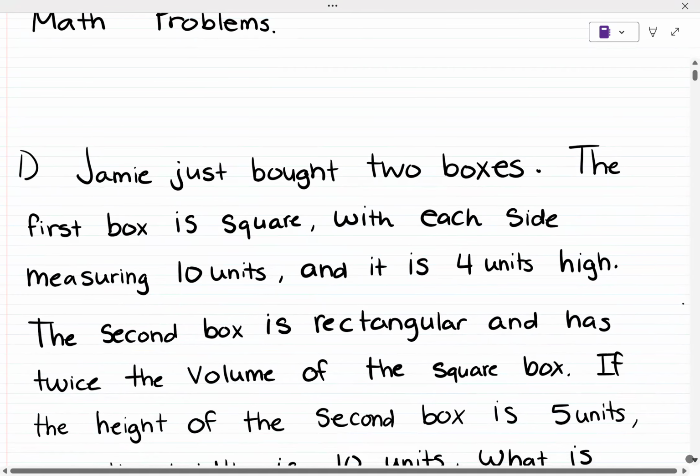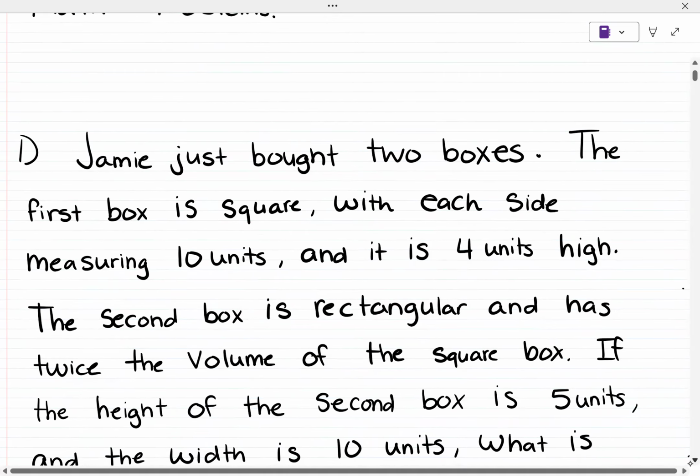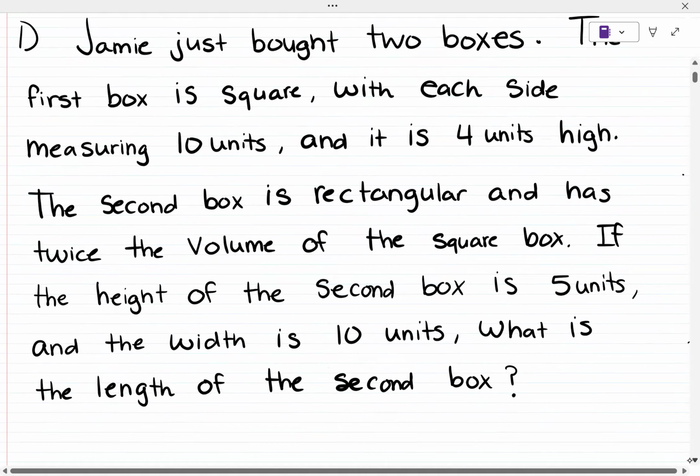Jamie just bought two boxes. The first box is a square with each side measuring 10 units and it is 4 units high. The second box is rectangular and has twice the volume of the square box. If the height of the second box is 5 units and the width is 10 units, what is the length of the second box?